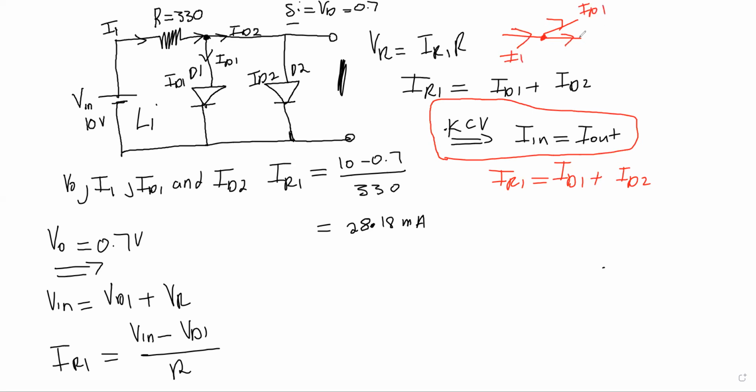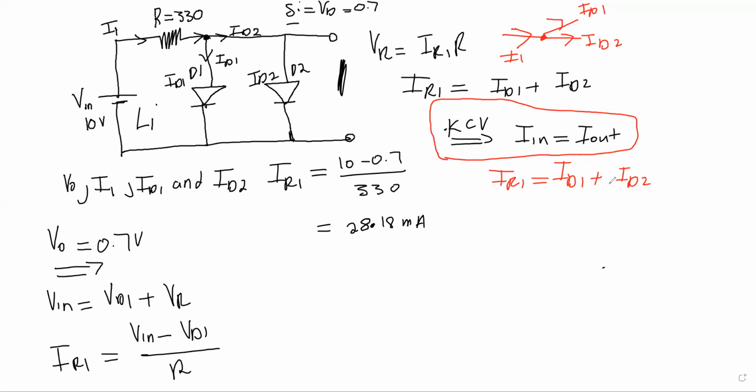So this is going to be ID1 and this is going to be ID2. So ID1 is leaving, ID2 is leaving. So what is I1? I1 is equal to I out. So I in is equal to I out. So what is I out? I out is the sum of these two. They're going to give us what? I1. So that's the formula for I1 in terms of ID1 and ID2. So that's how we can get it.